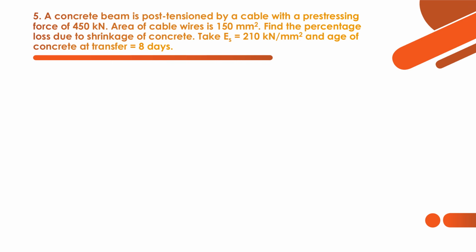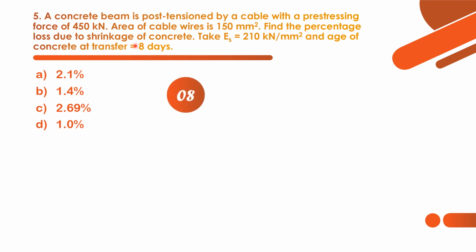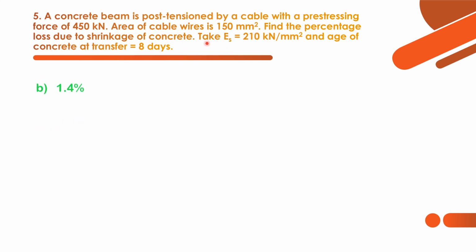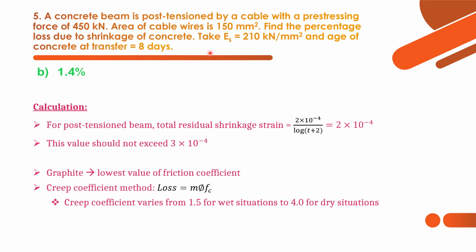A concrete beam is post-tensioned by a cable with a pre-stressing force of 450 kN. So here they have mentioned the pre-stressing force, and the area of cable wires is 150 mm square. We have to find the loss due to shrinkage of concrete alone. They have given the value of Es and the age of concrete at transfer is 8 days. So we have to clearly note that the pre-stress method is post-tensioning, and we have to calculate only the loss due to shrinkage of concrete by using the given data. Here the answer is option B, 1.4 percentage.